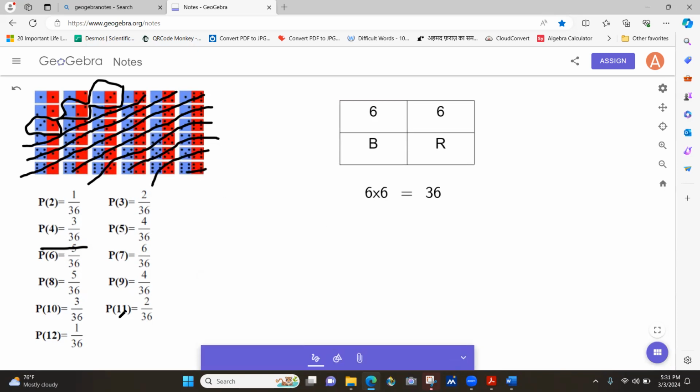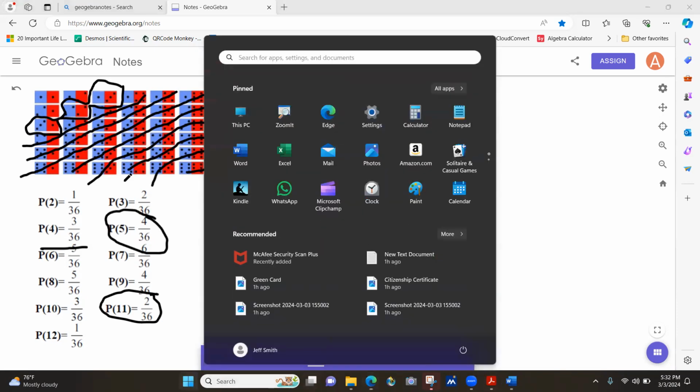What's the probability of getting 11? Well, you can get 11 with 5 and 6, and 6 and 5. That's the probability. What's the probability of getting a 5? 1, 2, 3, 4. 4 different ways you can get a 5. 4 out of 36 is the probability of getting a 5. Again, when you're rolling 2 dice, we will generally be talking about the sum of the outcomes.